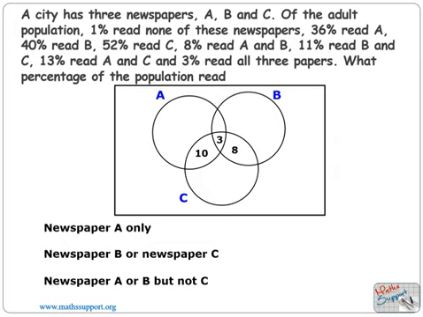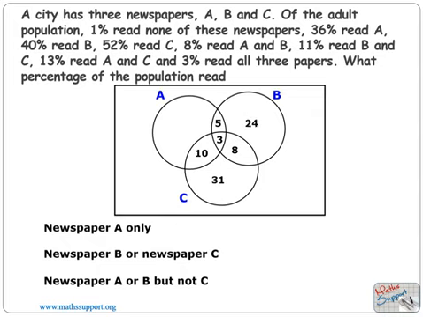So what numbers add up to 11? It's 8. 8 plus 3 gives us 11. And to see how many read A and B, we know that 8% read A and B. So if we want to answer how many read only C, we know that C is read by 52%. We already have 10 plus 3 plus 8, which add up to 21. That leaves us 31% for only C.